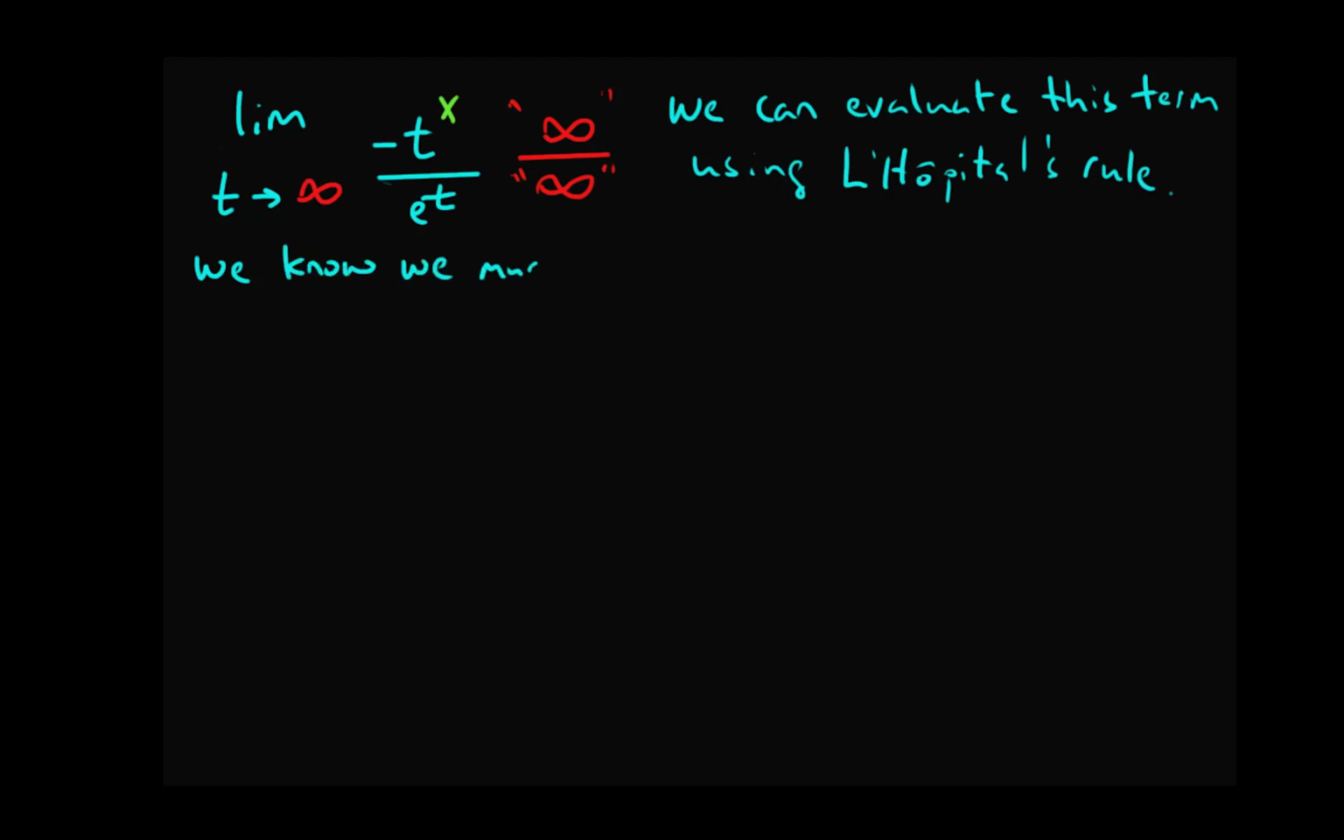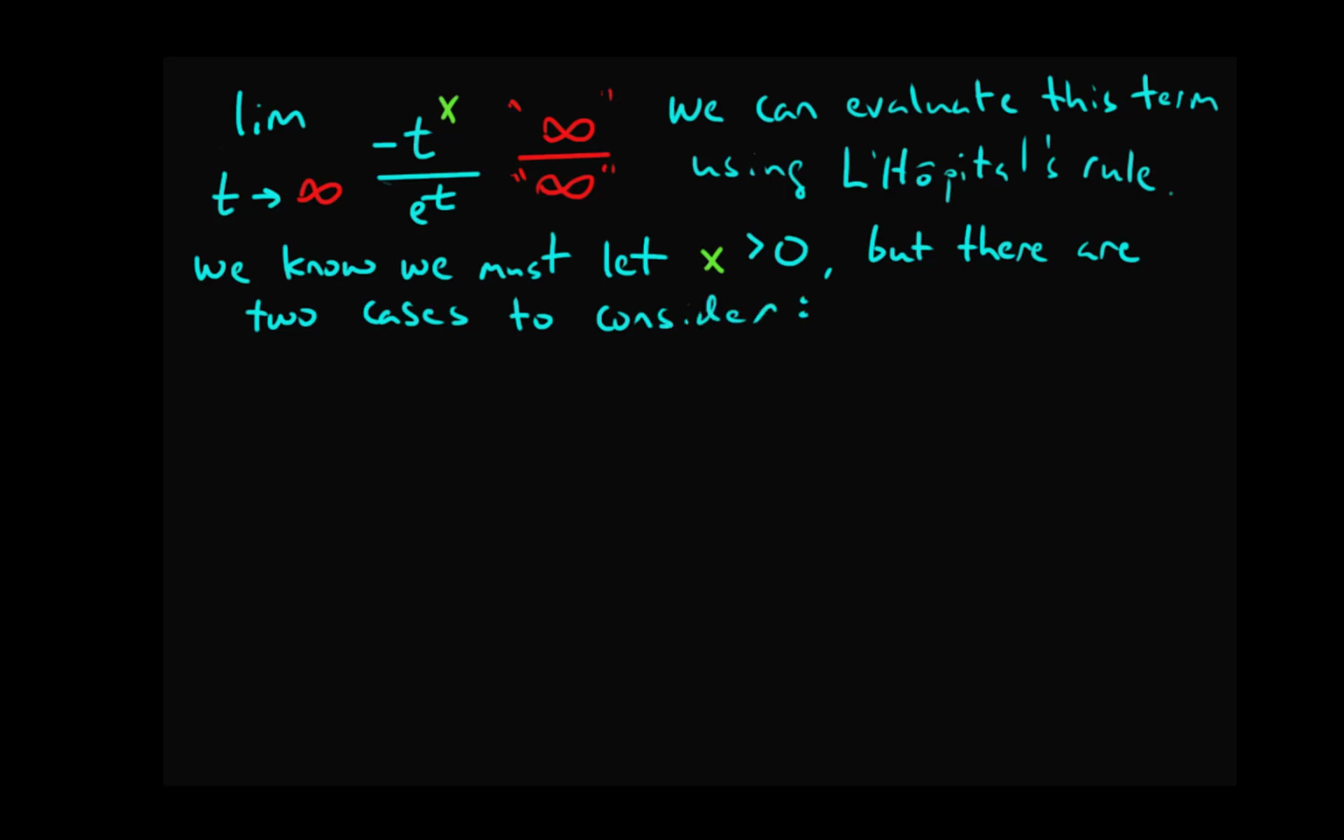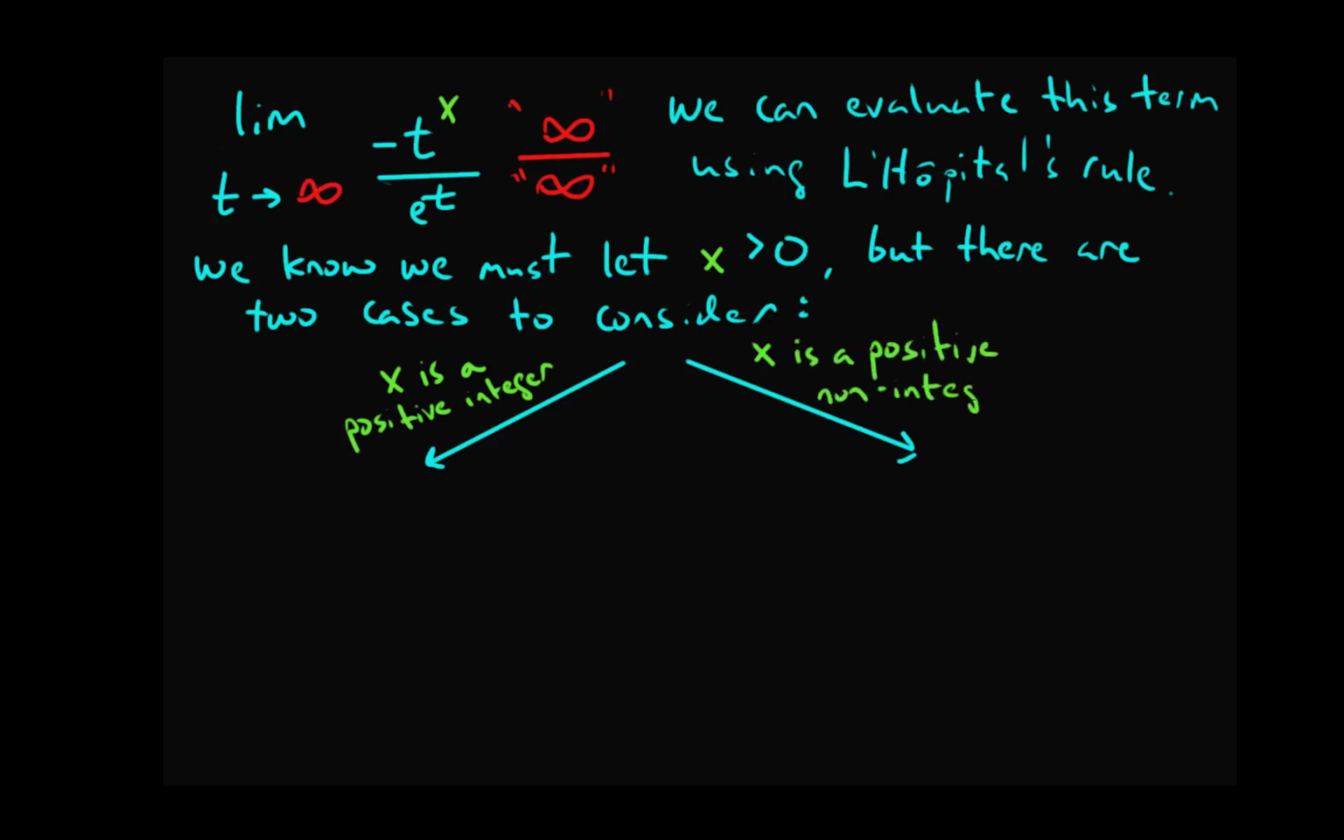And we already know that if we want this integral to converge, then we need to let x be something greater than 0. But even so, doing that, there are still two cases we need to consider as we apply L'Hopital's rule. So I'll draw 2 arrows to distinguish those cases. In the first case, we'll consider x to be a positive integer. And in the latter case, we'll consider x to be a positive non-integer.